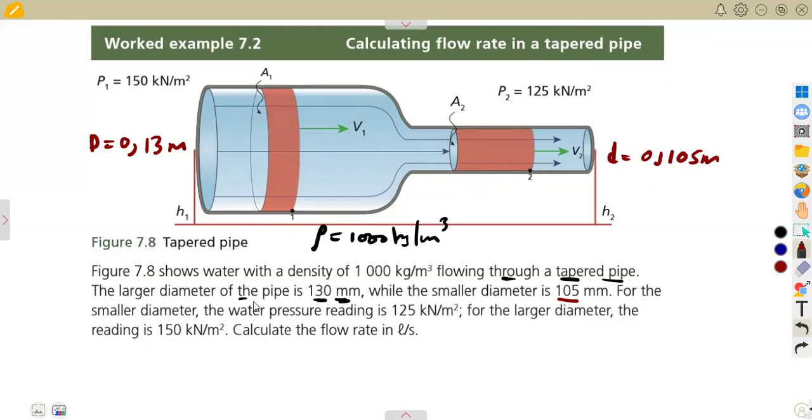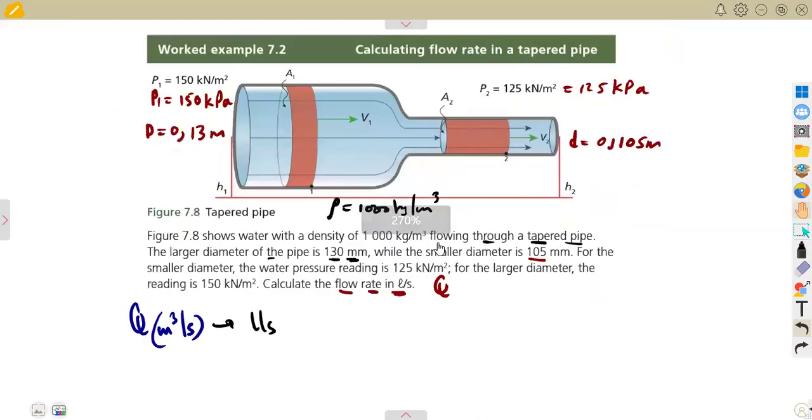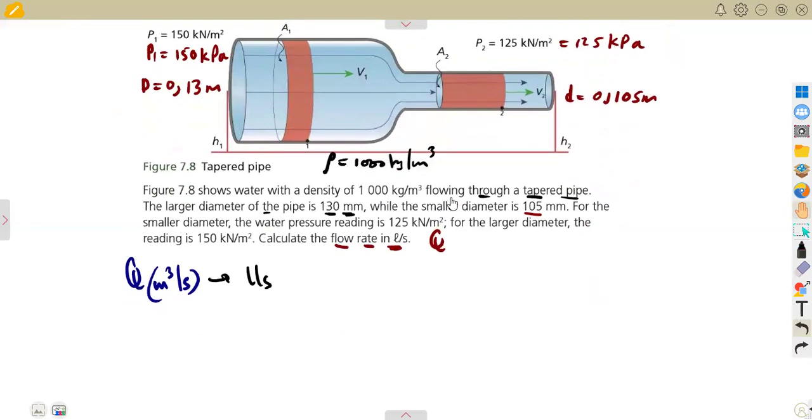For the smaller diameter, the pressure reading is 125 kilonewton per square meter, meaning we are given 125 kilopascal. And that of the larger one is given as 150 kilonewton per square meter, meaning we are given P1 as 150 kilopascal. Calculate the flow rate in liters per second, which is Q. Remember, Q is supposed to be measured in cubic meters per second, but there they need this flow rate in liters per second. All right, we'll talk about the issue of conversion later on. But as you can see, we need the flow rate.